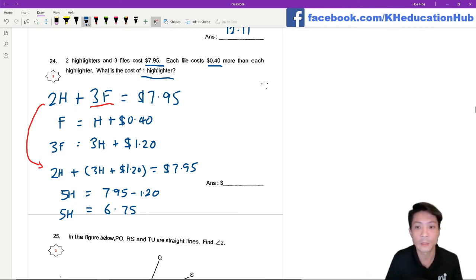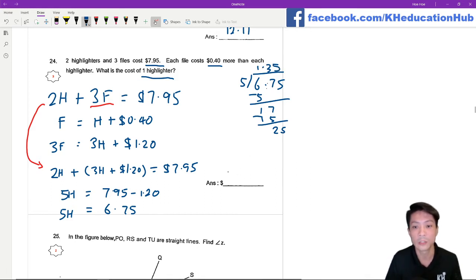Okay, I'm gonna work out what is 6.75 divided by 5 over here. 1 minus 5, 7, 3 minus 15, 2, 5, and a 5. Bring up the decimal, so it's 1.35, which means that each 1H is equal to 1.35.